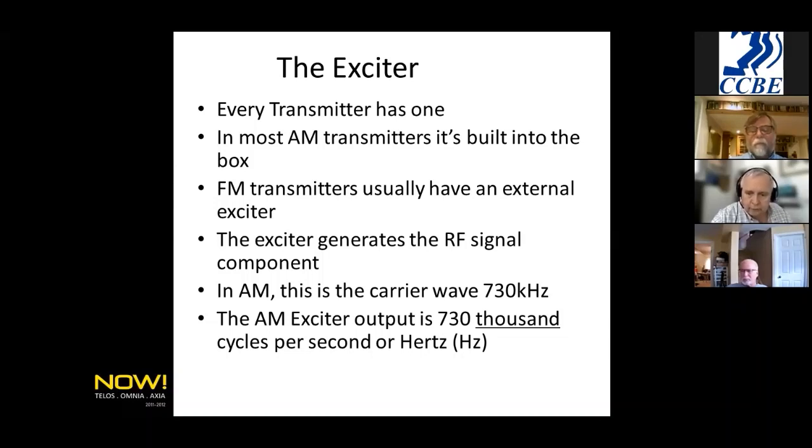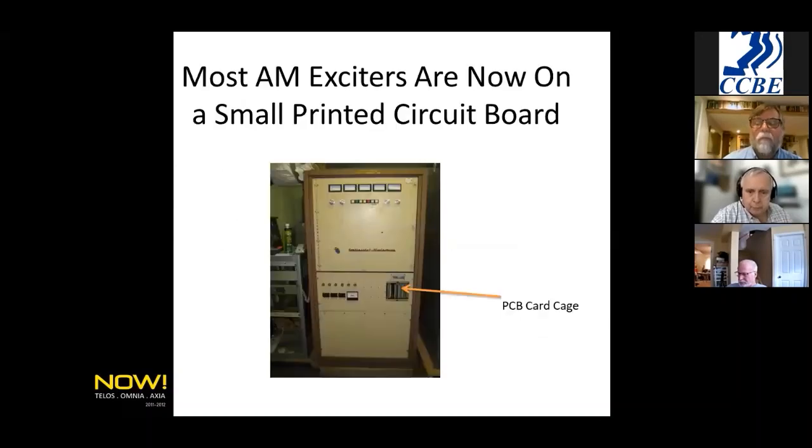We're choosing 730 kilohertz as our example. And again, that AM exciter output is 730,000 cycles per second, but it's at a very, very low level. So we need to boost that level up to get the 50,000 watts or whatever it is. And the exciter is a very small portion of the AM transmitter because it's just generating that frequency. Then it's boosted up through the tubes or the solid state devices in the transmitter itself.